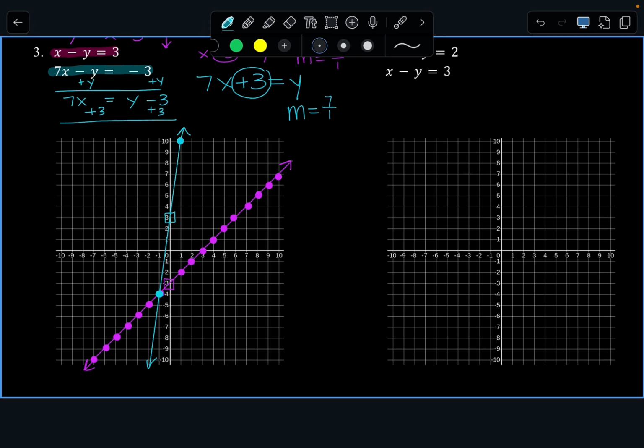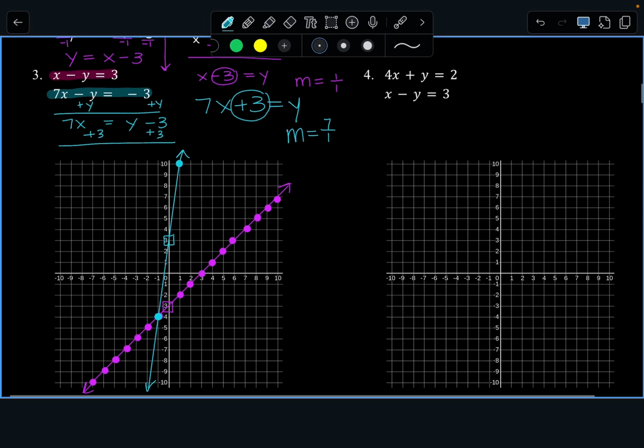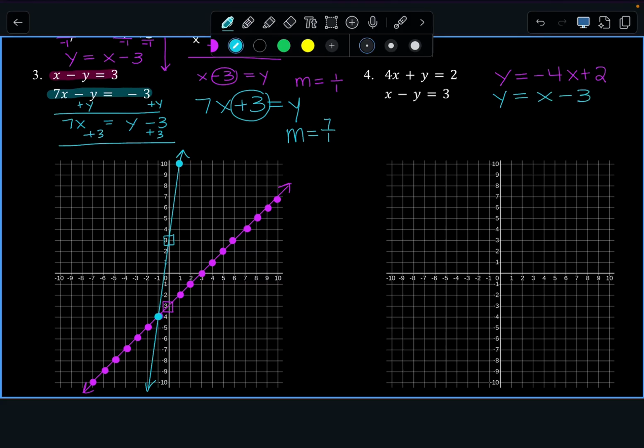So if you need practice rearranging, I highly suggest pausing the video and seeing if you get the same thing I do for number 4 when I rearrange. So y is equal to negative 4x plus 2. It's because I subtracted 4x from both sides. And y is equal to x minus 3.